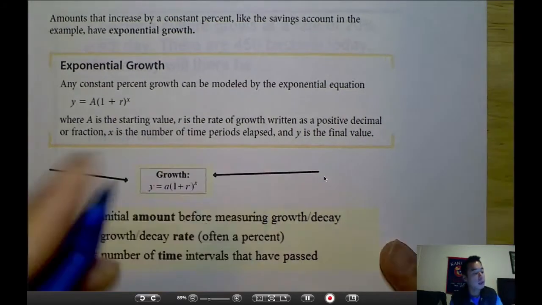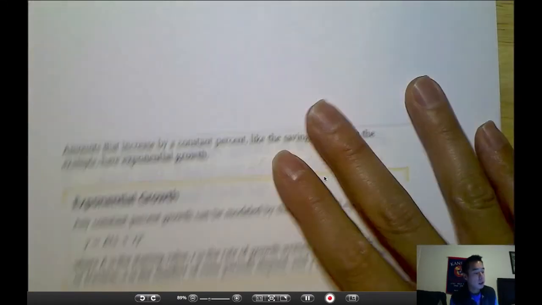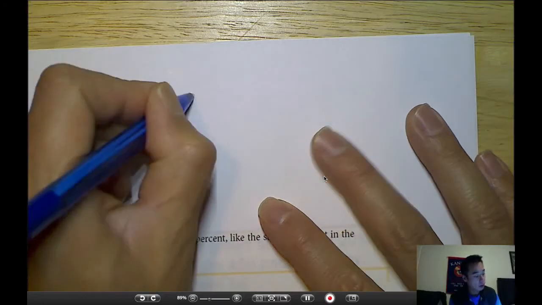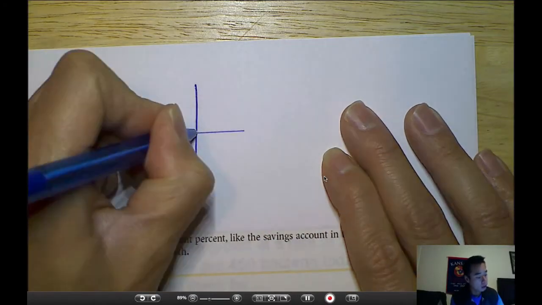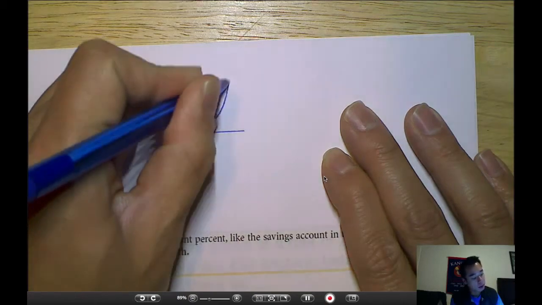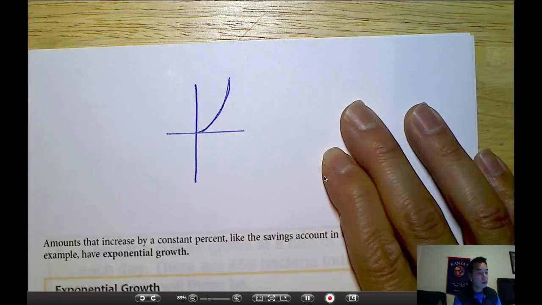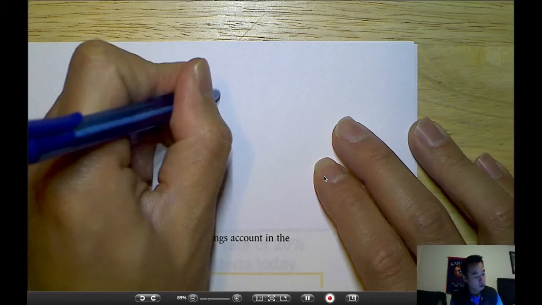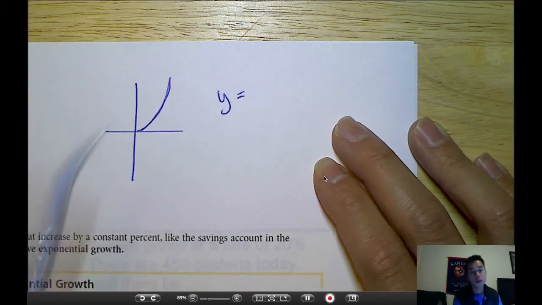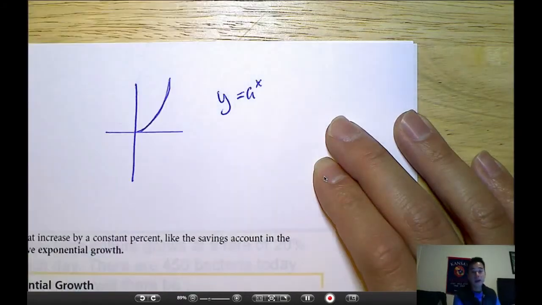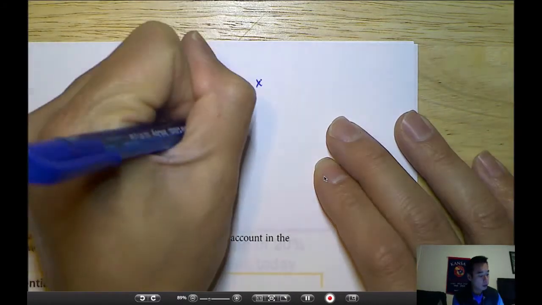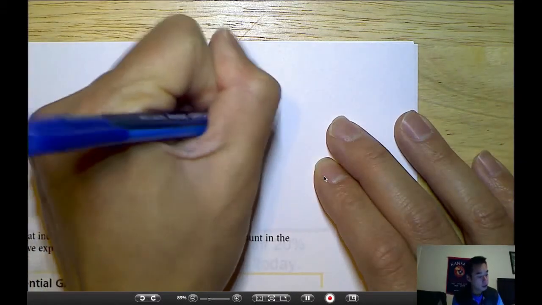Today we're going to go over something called exponential growth. So over the last couple days, we probably should have seen an exponential graph where, if you have your four quadrants, your graph will start here and go something like that. That is going to be off of the function y is equal to a to the power of x, or we can call that y is equal to a b to the power of x.